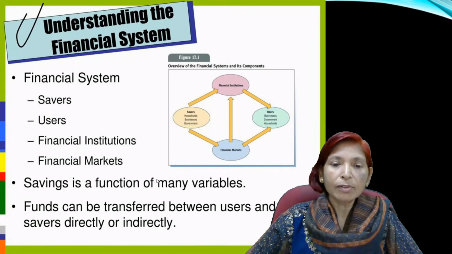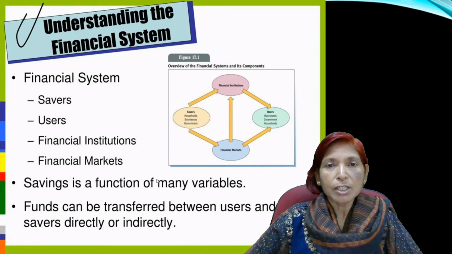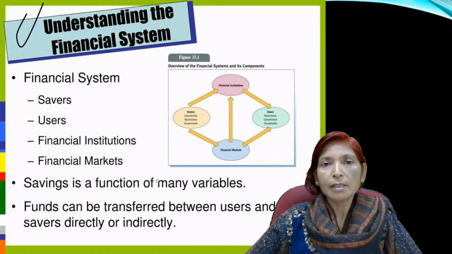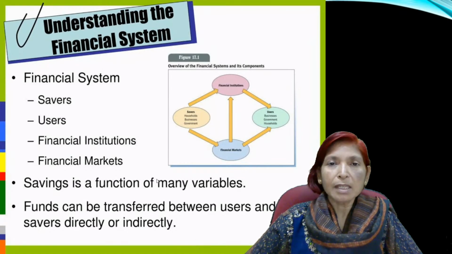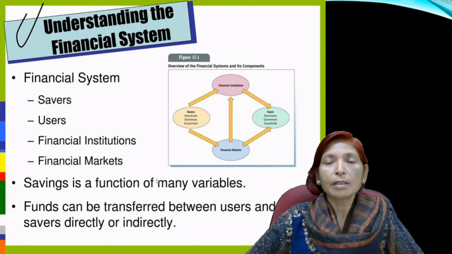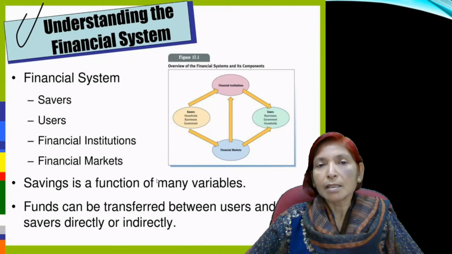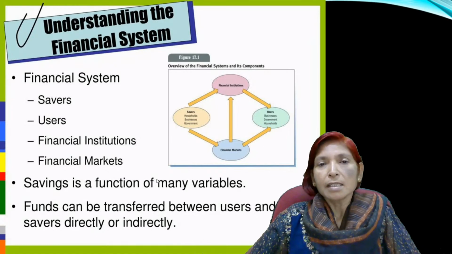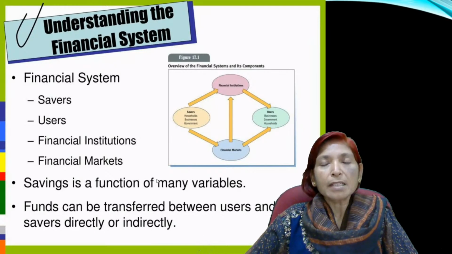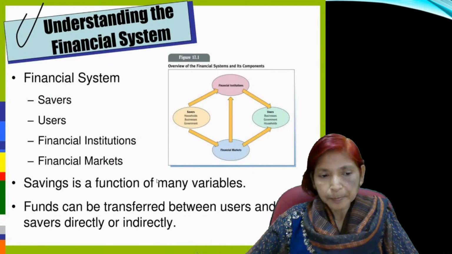Saving is a function of many variables, but generally saving is the main function of income. Saving depends upon income. If income rises, saving will also rise. If income falls, saving will fall. Saving is that part of our money income which is not spent on consumption. So saving is equal to income minus consumption. Or we can say that saving is the function of income, and it depends upon so many variables.